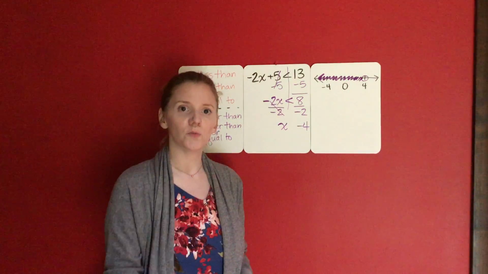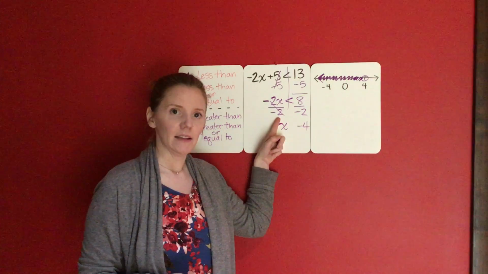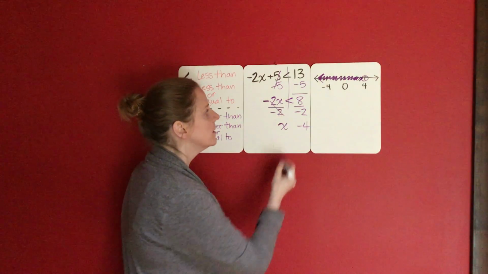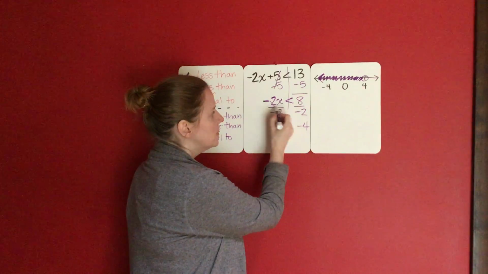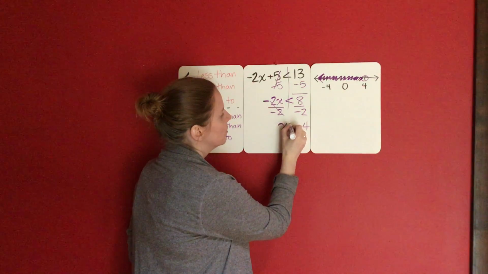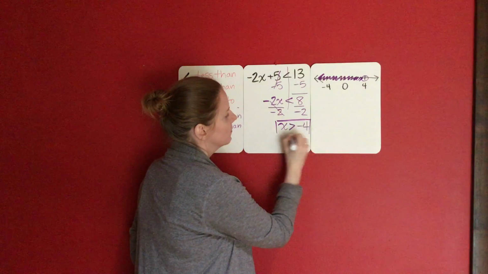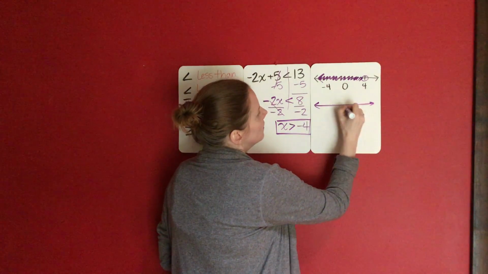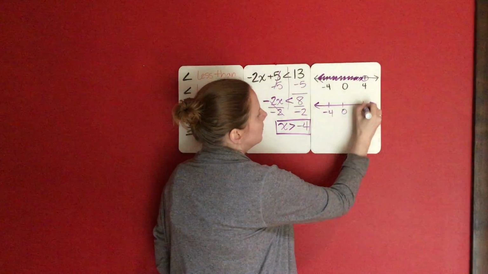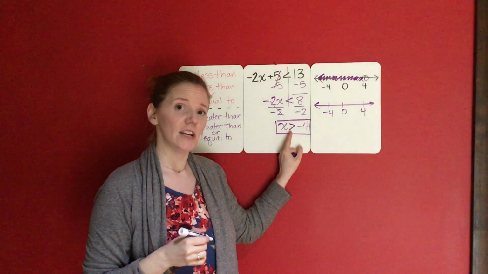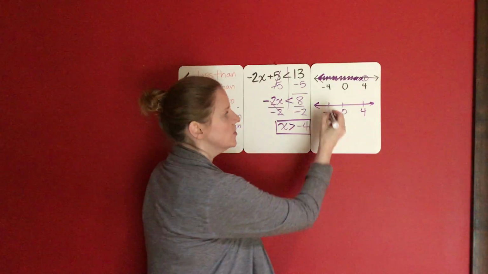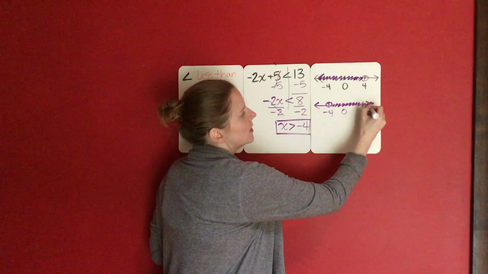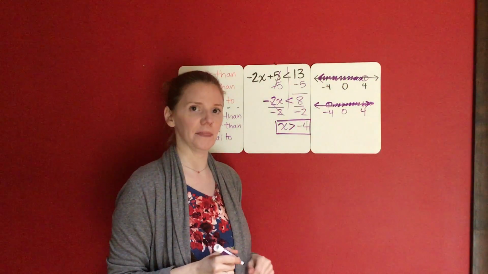Here's the one extra rule: if you divide by a negative or multiply by a negative, you must change the direction of the inequality sign. It will no longer be less than, because I divided by negative 2, it's now going to be greater than. When I go to graph it on a number line like this, my sign is greater than, so that means it can't be negative 4. I put an open circle on negative 4, and I shade in the direction where numbers are greater than negative 4.